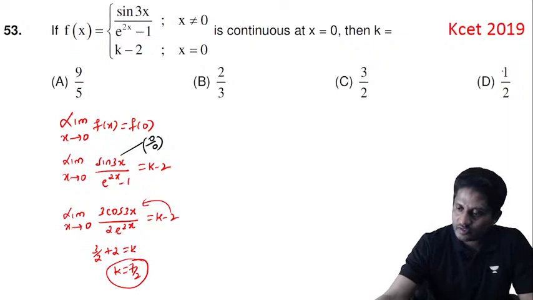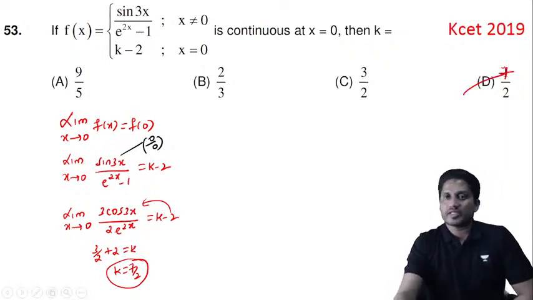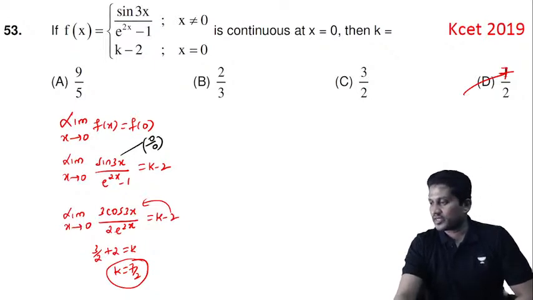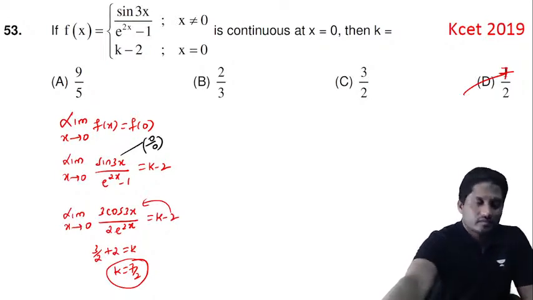Alright, so the last option is not 1 by 2, it should be 7 by 2. Answer is D only, but it should be 7 by 2. Question number 53. Is it okay, guys? Check, answer is 7 by 2 only. Alright, let's move to the next question.